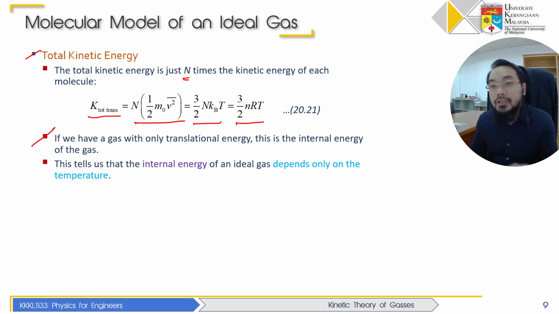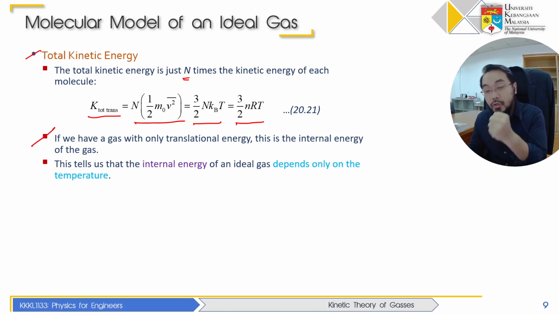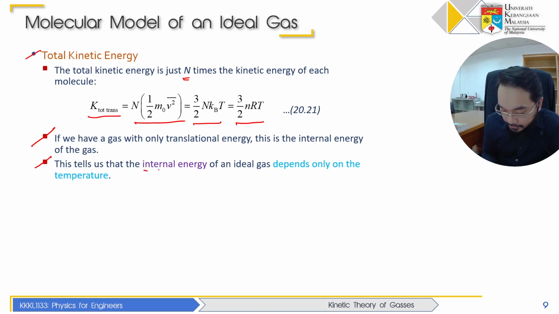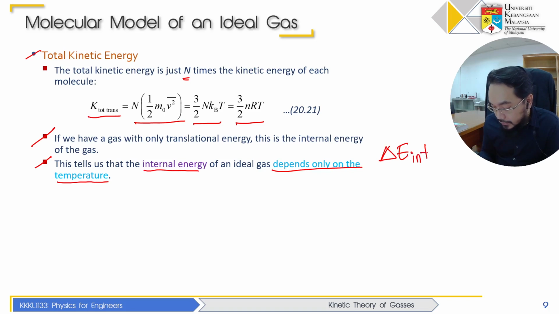So if our gas is, for example, a monoatomic gas, the only motion that each atom or molecule can have is translational kinetic energy, and therefore this translational kinetic energy is the total internal energy of the gas as well. So this tells us that the internal energy of an ideal gas depends only on the temperature. So this is another way you can prove that the change in internal energy, or internal energy itself, is only proportional to T.